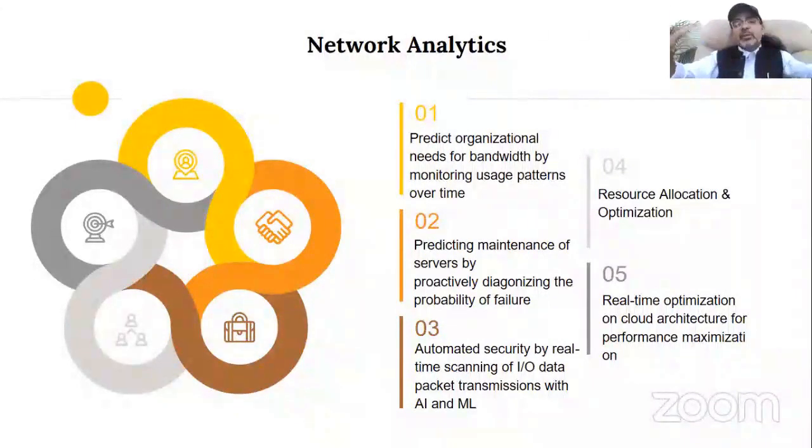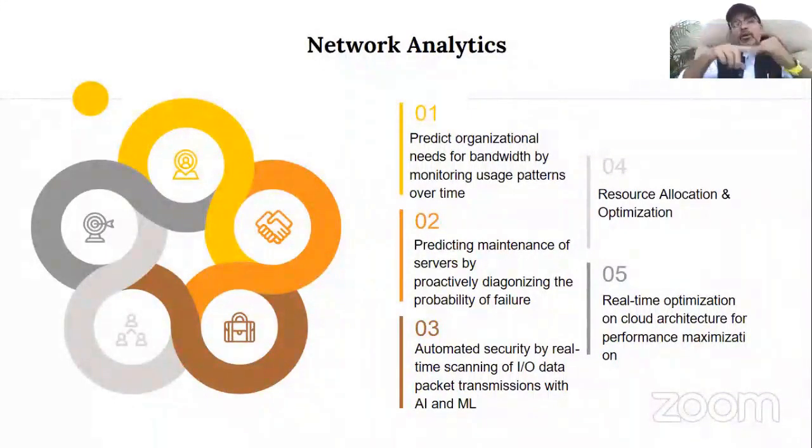Obviously, resource allocation optimization, be it hardware, software, bandwidth, everything is continuously optimized, as I mentioned, with very sophisticated algorithms, not by traditional integer programming. It's by genetic algorithms, ant colony optimization, tabu search, particle swarm optimization. We use that, and real-time optimization on cloud architecture for performance maximization.